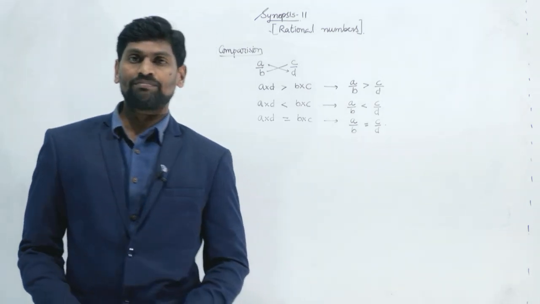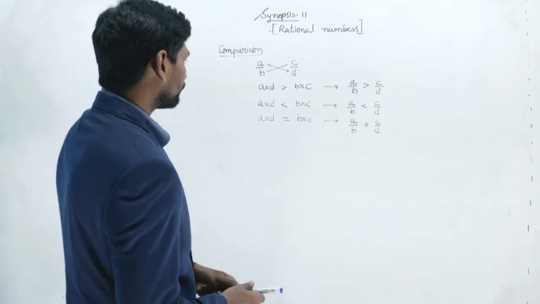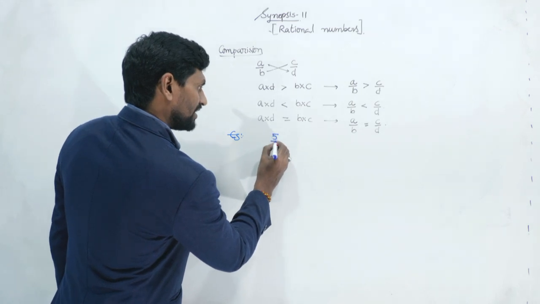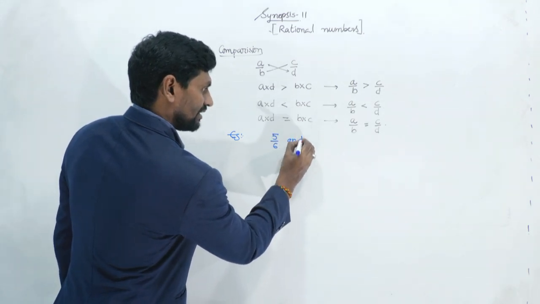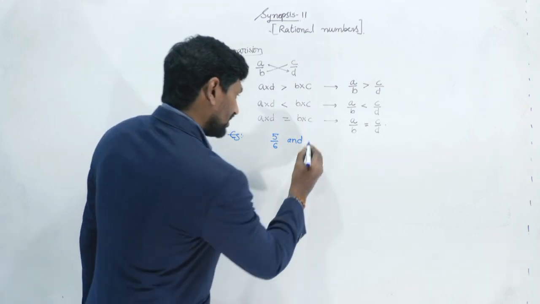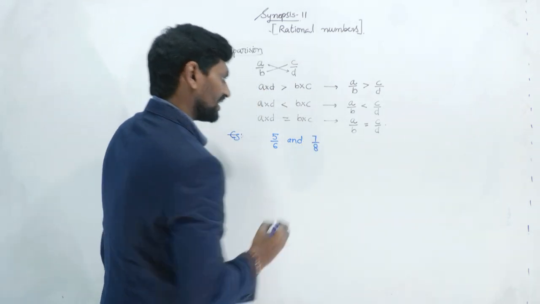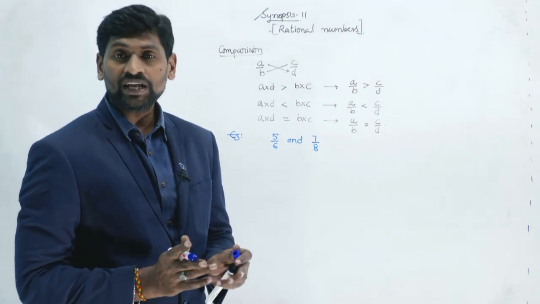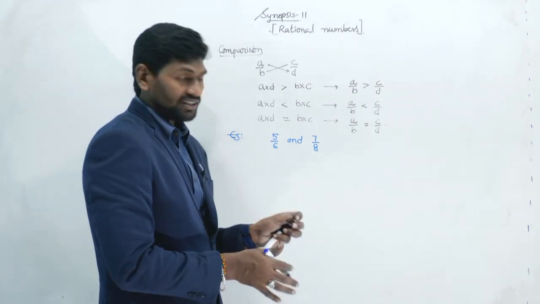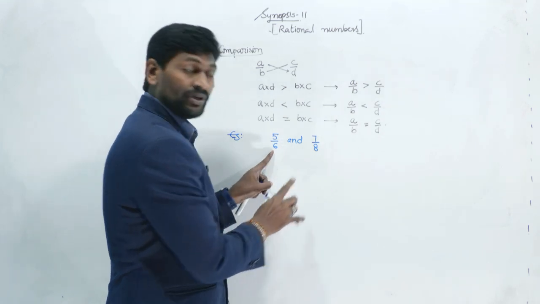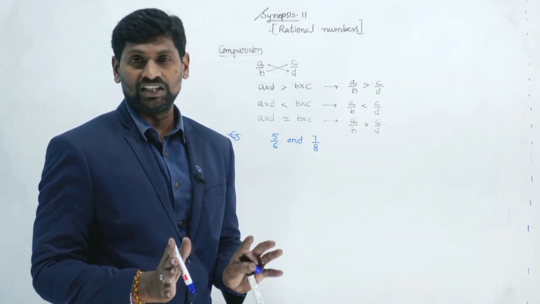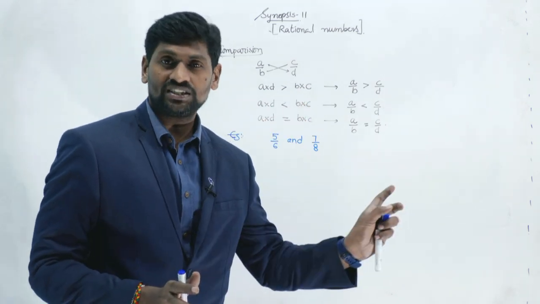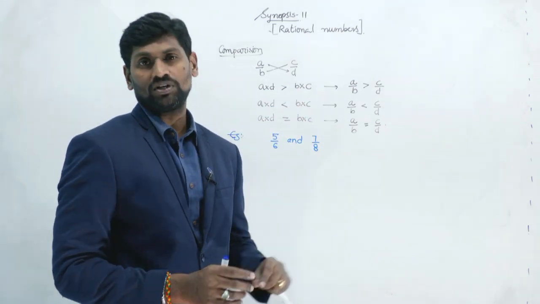Let us take one example based on this. For example, I am taking 5 by 6 as the first rational number and 7 by 8 as the second rational number. Let me apply the cross multiplication to compare these two, because both have different denominators. Same denominators we can compare clearly: if the numerator is bigger, the fraction is bigger, and if the numerator is smaller, the fraction is smaller.